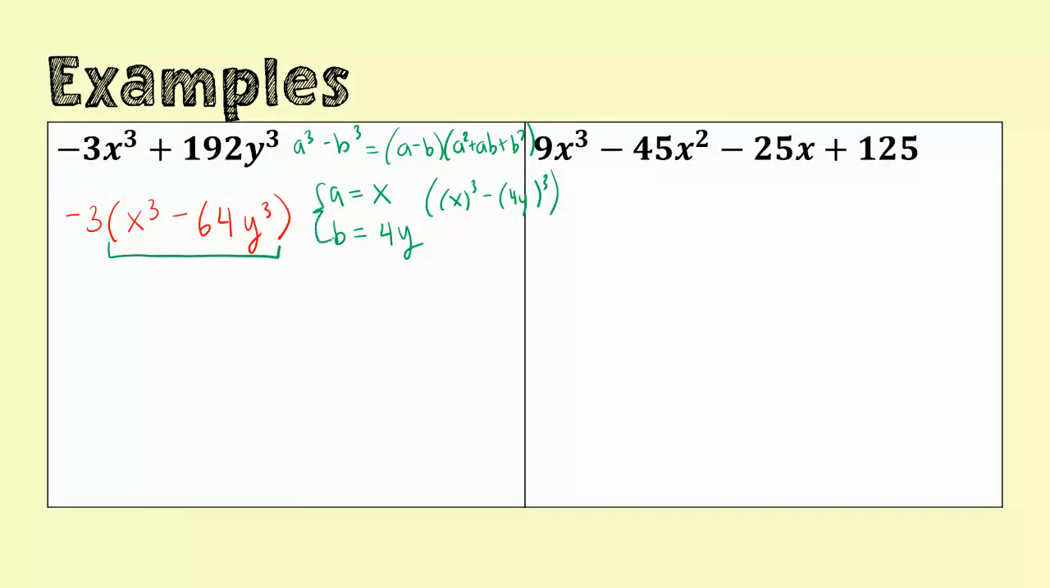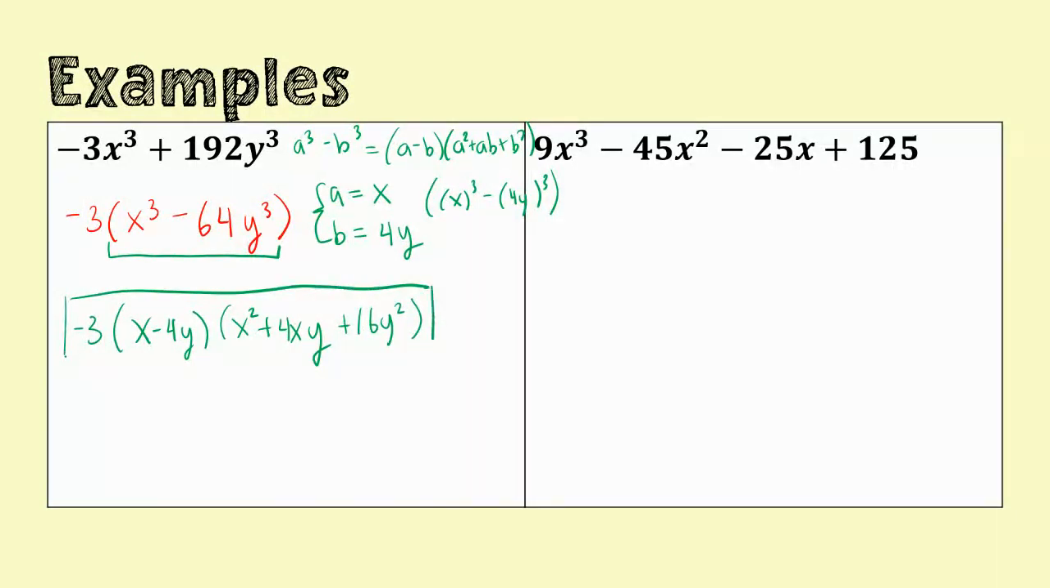And sometimes this can help you to organize your work. So now I can go ahead and actually factor it. I don't want to lose the -3, bring it down. And I've got x minus 4y, a squared, so x squared, ab, plus 4xy, plus b squared, so plus 16y squared. This is not factorable anymore. You can try to factor it, but it's not, right? Because it's in that form ab instead of 2ab. So this was using, we had to factor out a GCF and then recall and use difference of cubes.